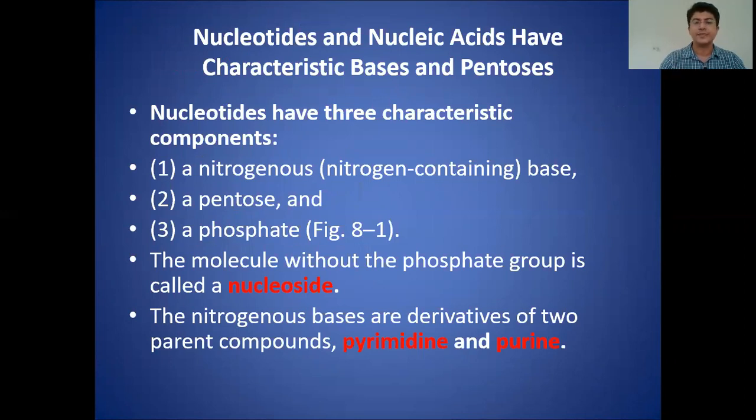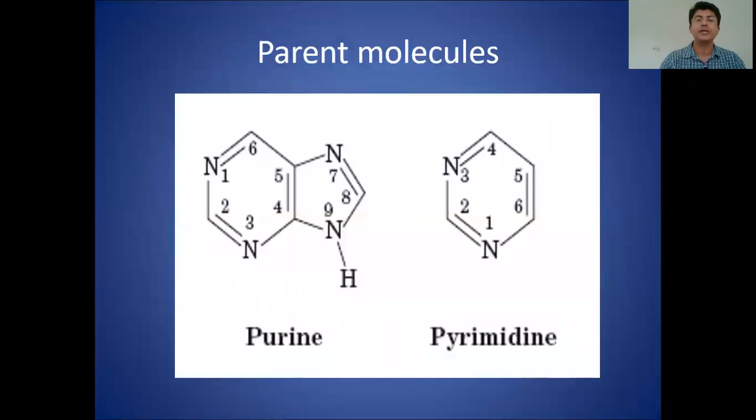So the nucleotides have three characteristic components: a nitrogenous base, a pentose sugar, and a phosphate group. The molecule which lacks the phosphate group is referred to as a nucleoside. The nitrogenous bases are derivatives of the two parent compounds, pyrimidine and purine, and accordingly they are referred to as purine or pyrimidine nucleotides. The parent molecules are shown over here. The numbering of the nitrogen and carbon atoms is also shown. Purines have two rings, and pyrimidines have a single aromatic ring in their structure.